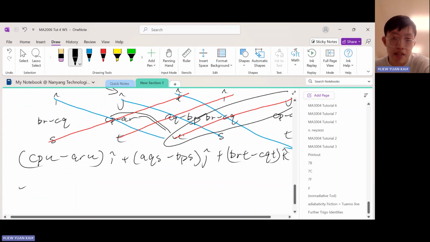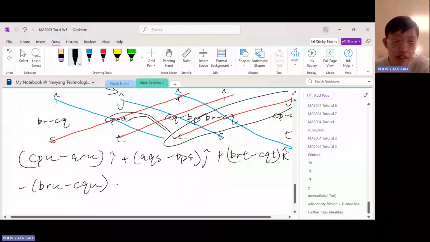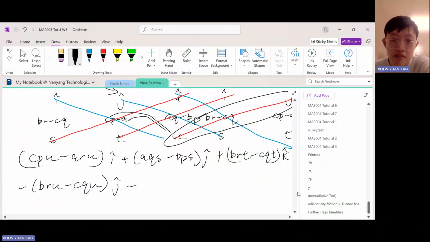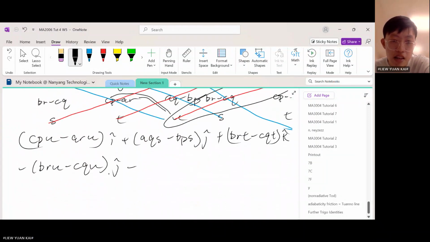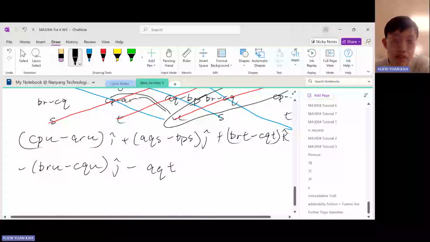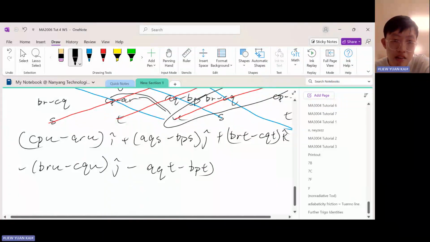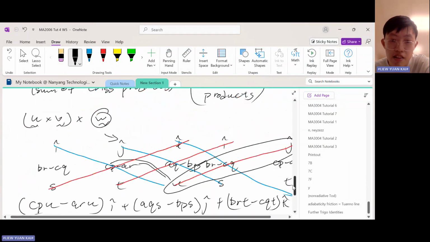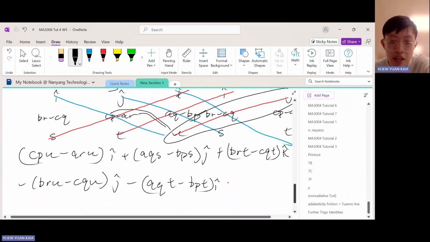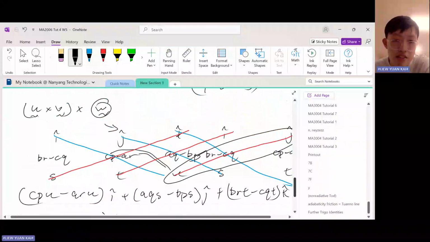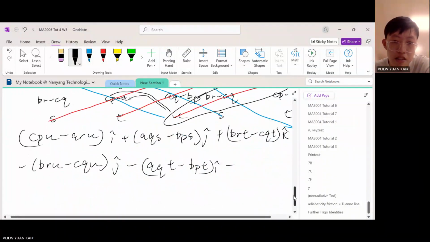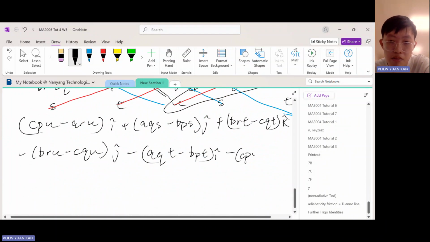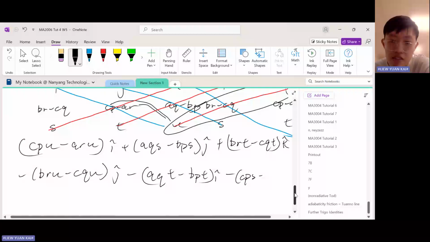And don't forget, you need to expand them. So U times BR minus CQ gives BRU minus CQU J, minus AQT minus BPT. This is I, sorry. Then minus, last one, CPS minus ARS.